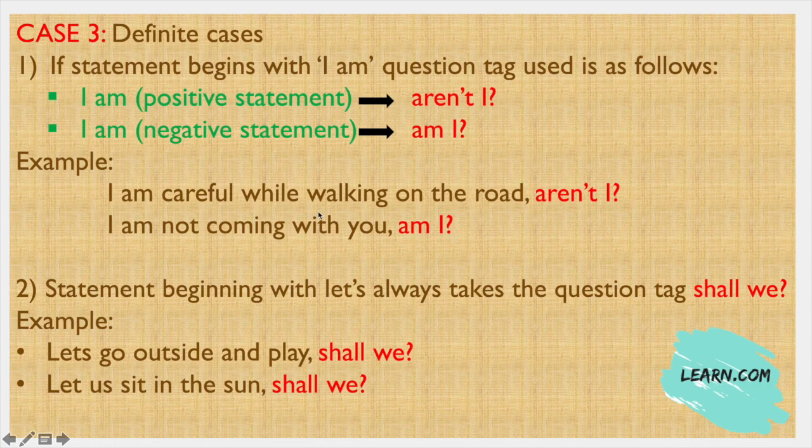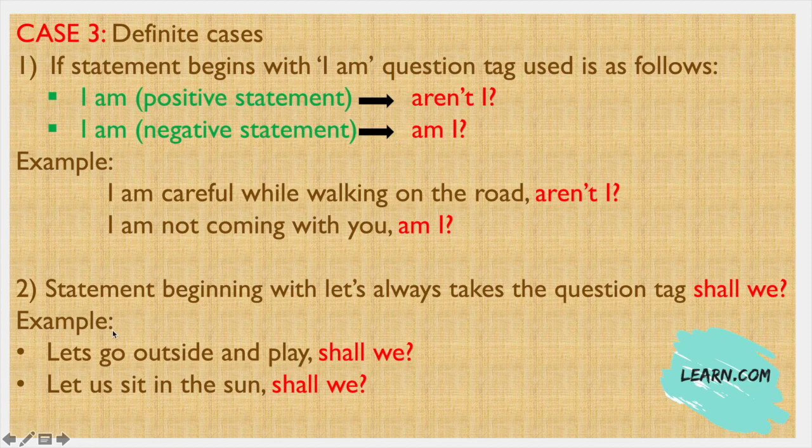So for point number 1, the only thing you have to keep in mind is that sentences beginning with I am have only 2 tags, aren't I and am I, depending upon whether they are positive or negative.